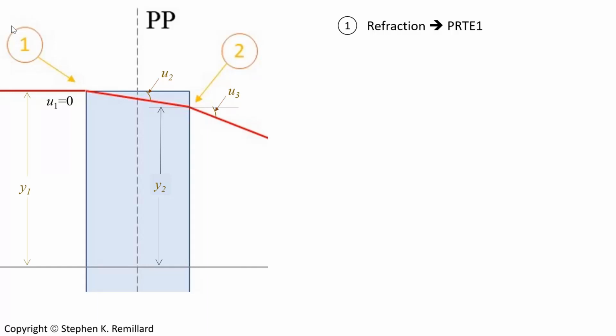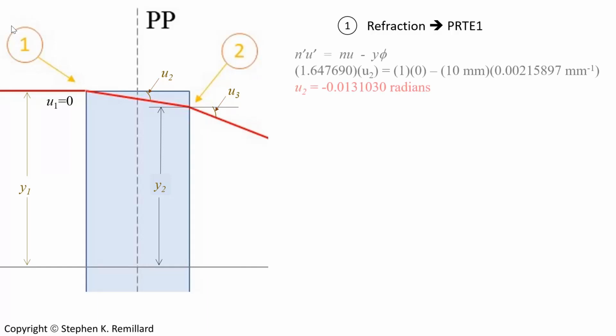First, you have the marginal ray coming in parallel to the optic axis. So until you get to the first surface of the lens, nothing happens. So at the first surface of the lens, point 1, there's a refraction. When there's refraction, you use paraxial ray tracing equation number 1. N prime is the index after the surface, so it's the index of the glass, 1.647690. U prime is the angle after the surface, and I'm calling it U sub 2 in this picture.